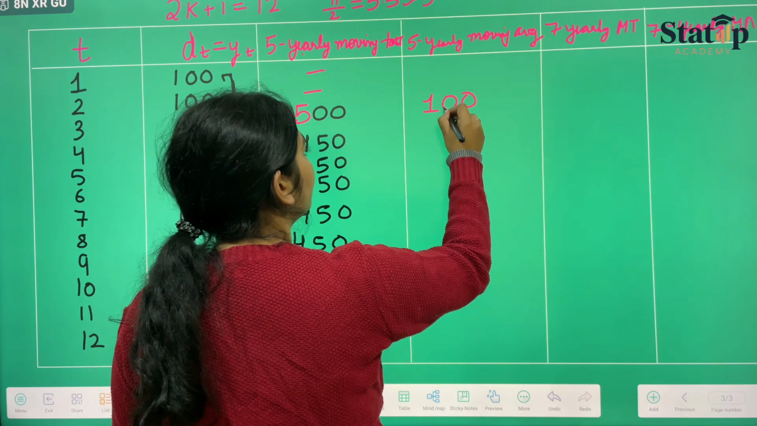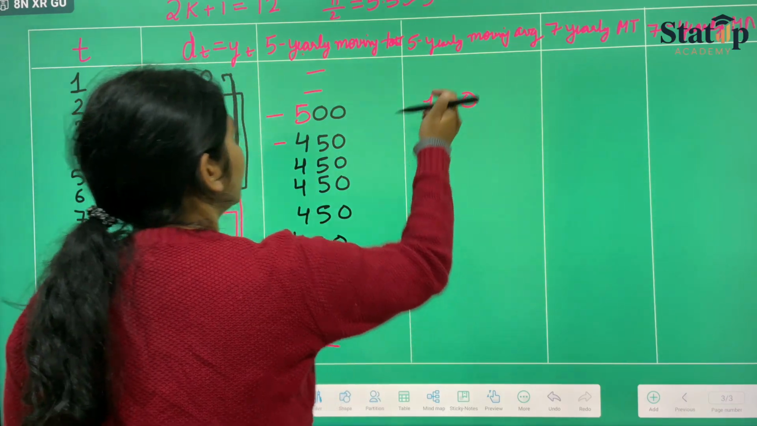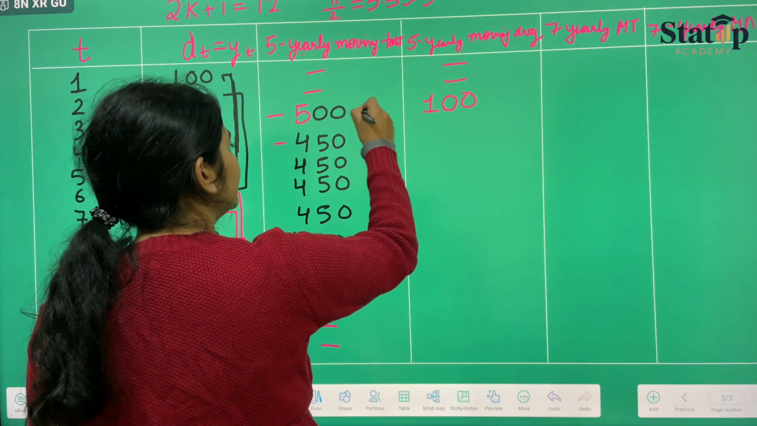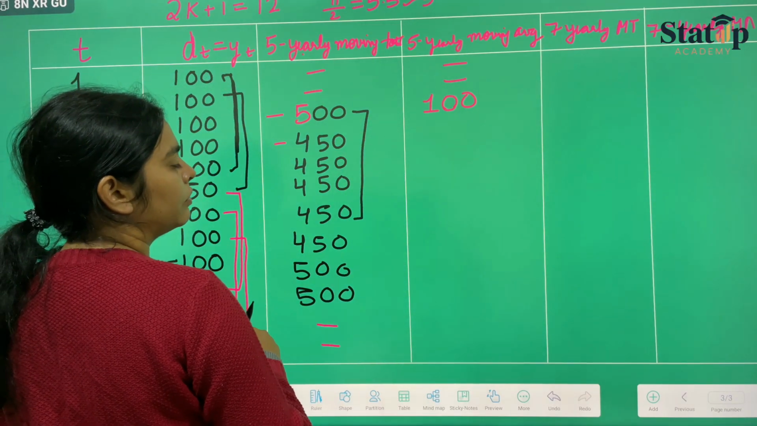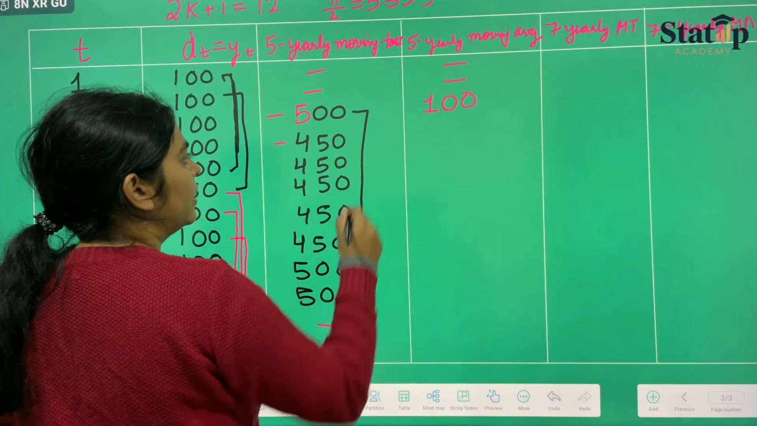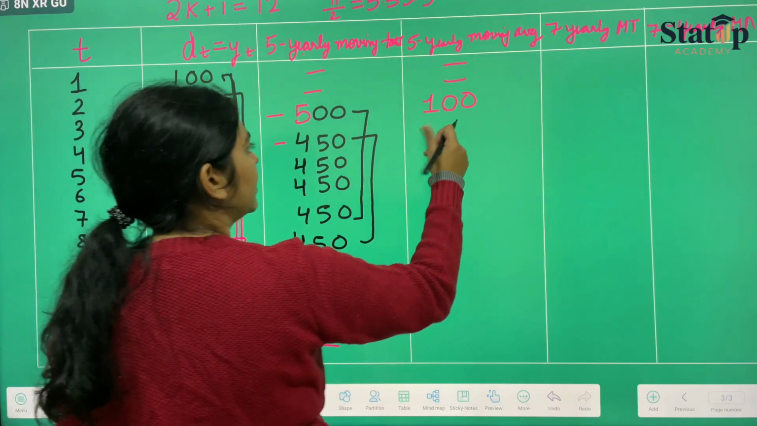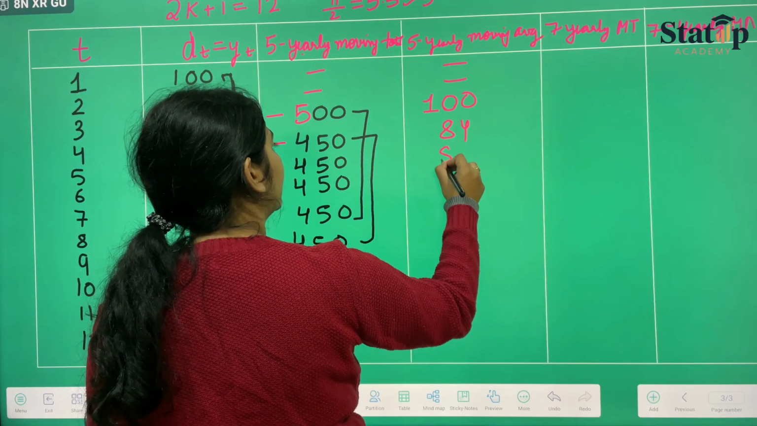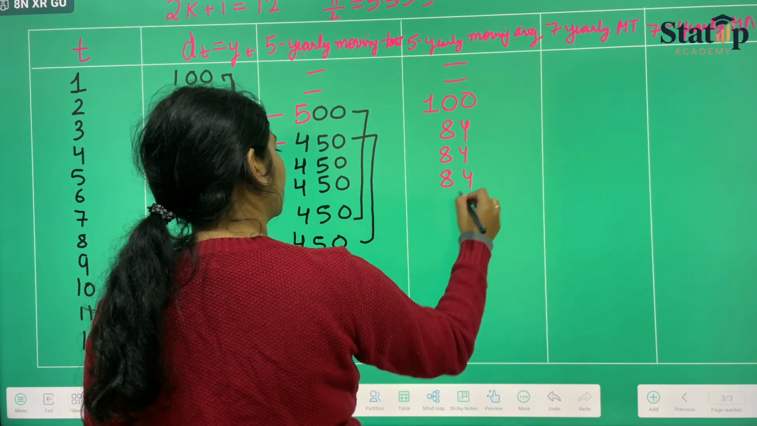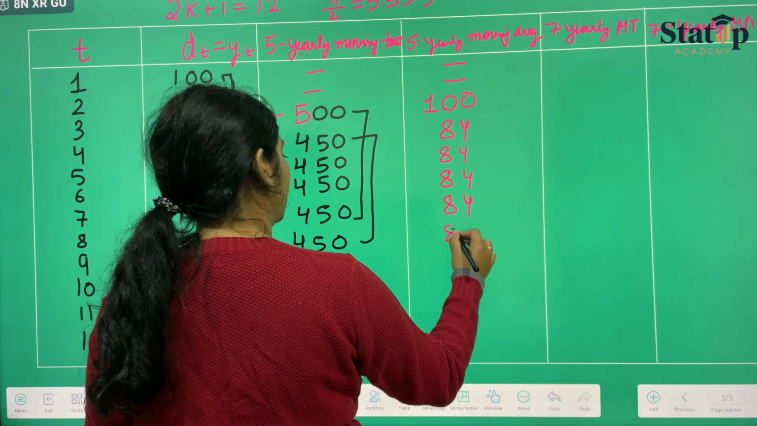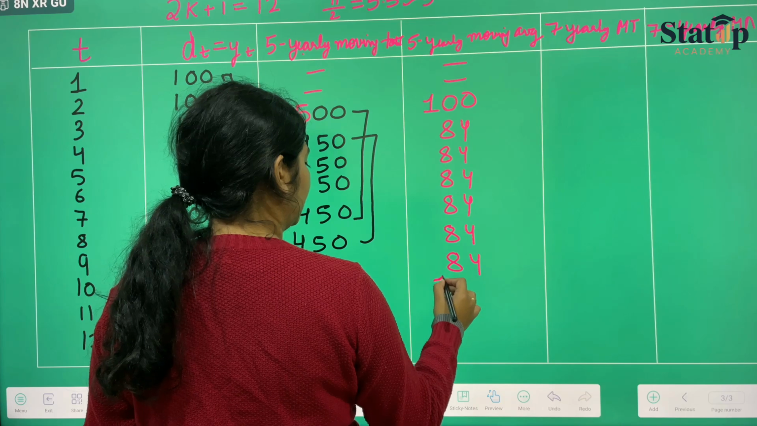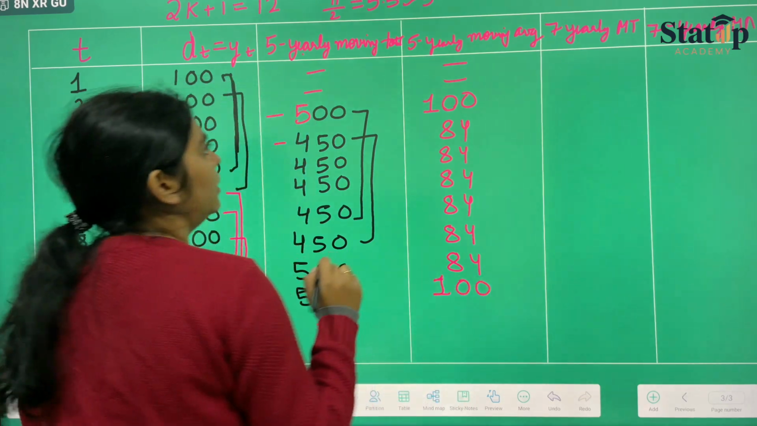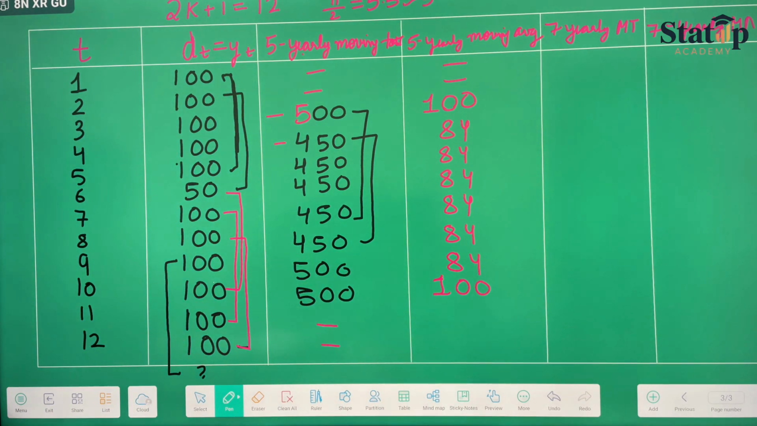Here also we'll take the moving average as 5 yearly. So the first two will be skipped, and these 5. We'll calculate of these 5 and we'll get 100. Then we'll calculate of these 5, we'll get 84. Then again 84, and so on, and in the last we'll again get 100. So these are our 5 yearly moving average or 5 yearly total.